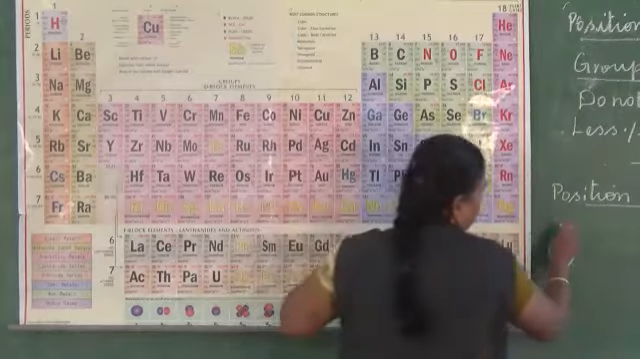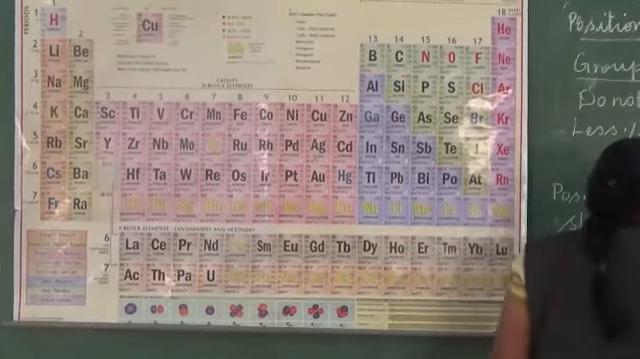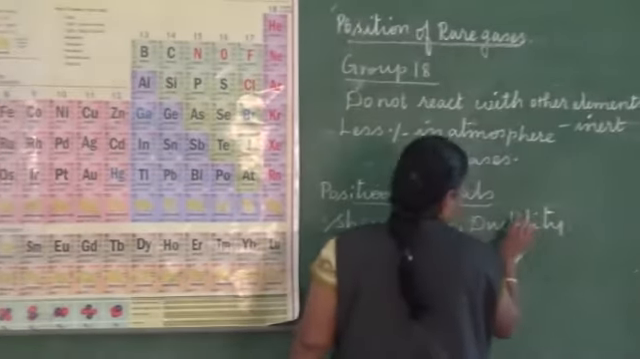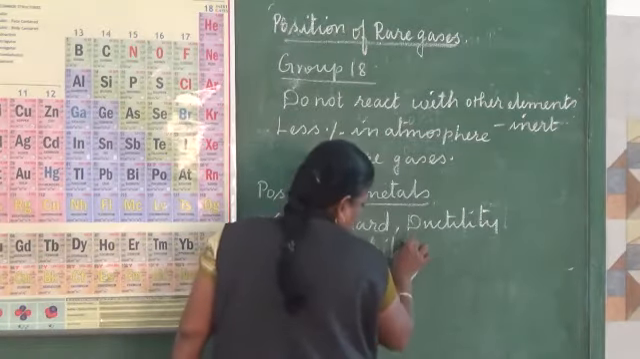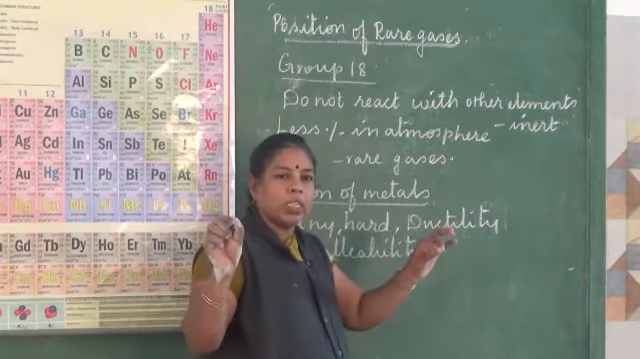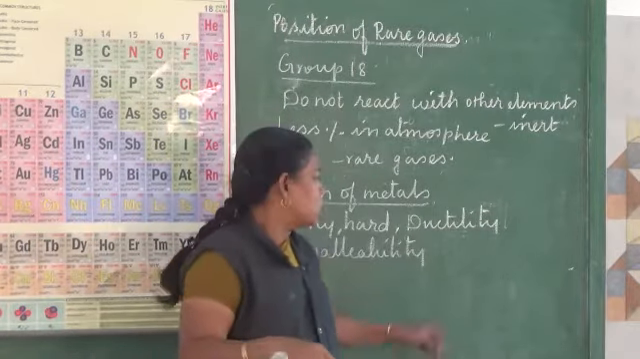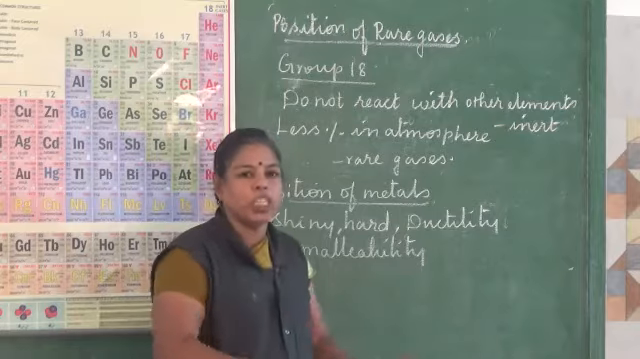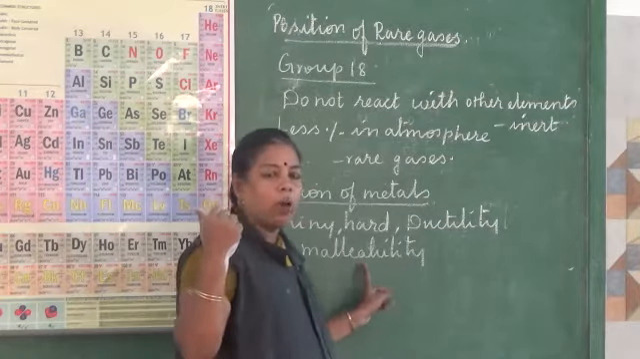They are shiny, hard, and have ductility and malleability. Ductility means they can be drawn into wires. That's why we make aluminum wire and copper wire. Copper and aluminum are metals, you know. Ductile means drawn into wire, and malleability means beaten into sheets. We make metal sheets for roofing, you know. That is metal. They have malleable character also.